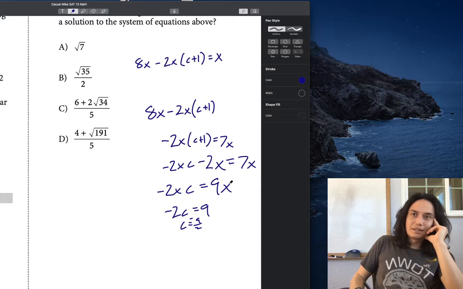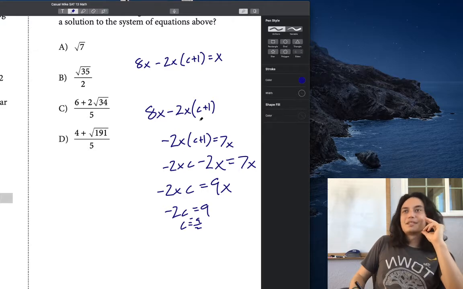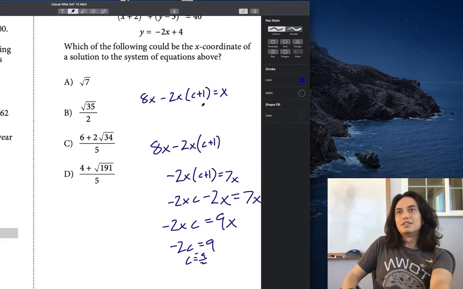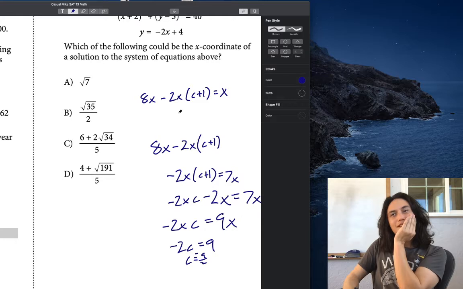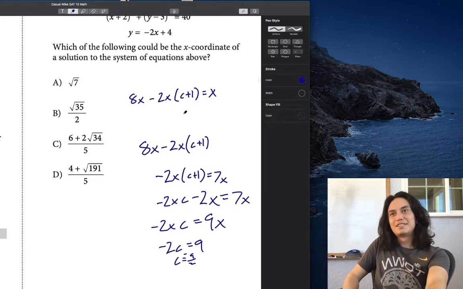We're going to add x to both sides. This is 9x. There's got to be something wrong with what I've done here. All of this needs to equal x, and yet this doesn't equal 7x? Bro, I'm lost.